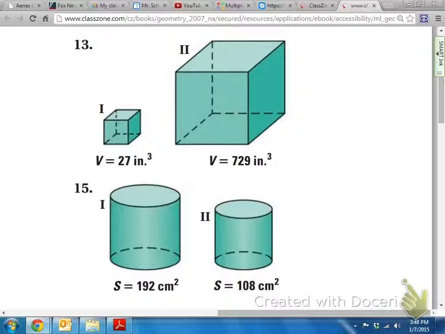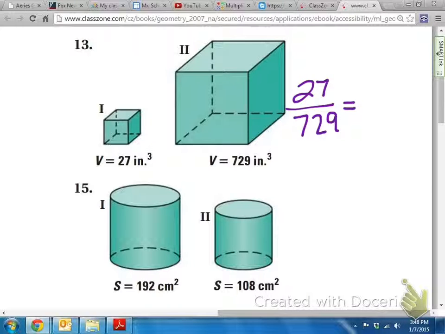So if we're looking at volume, we know that 1 cubed over 2 cubed, meaning the original ratio was 1 over 2, would equal 1 over 8. Okay? So the idea is that the ratio of the volumes would be 1 to 8 because of the similar shapes theorem. So we know that the two volumes are this, 27 over 729.